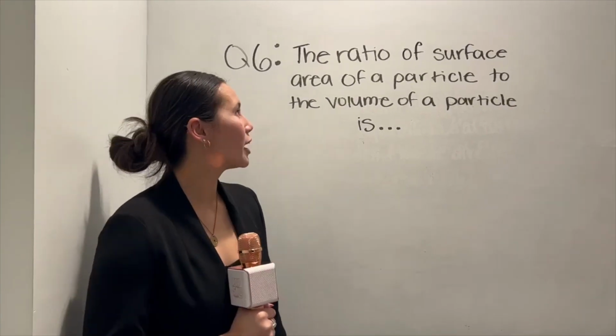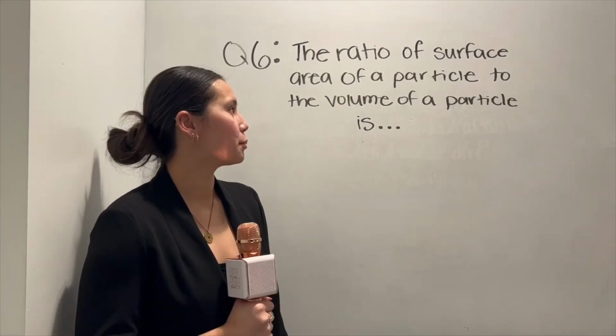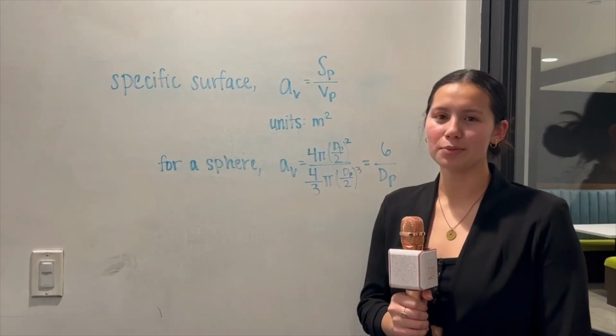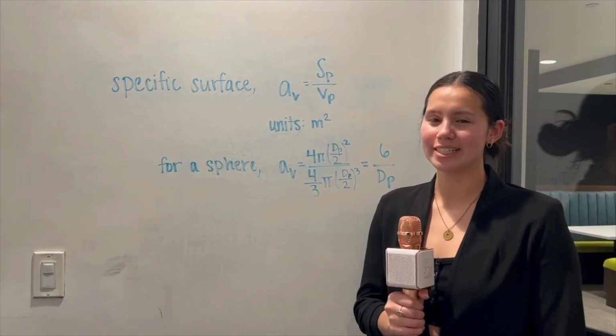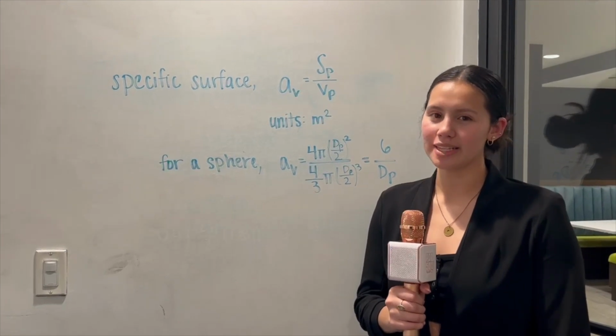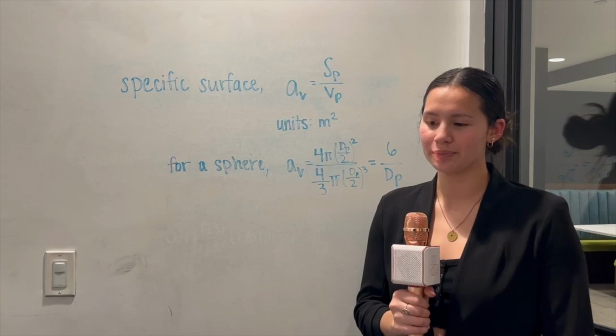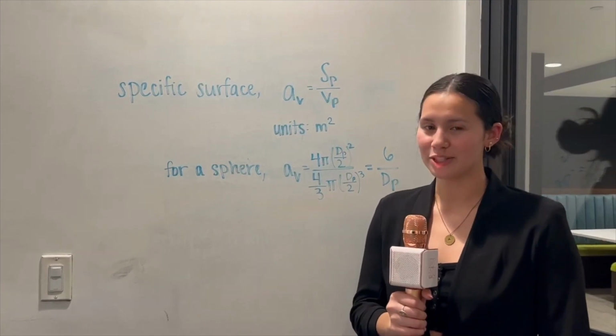Question 6. The ratio of surface area of a particle to the volume of a particle is? What is specific surface? That is correct. The specific surface of a particle is given by AV is equal to SP over VP, where SP is the surface area of the particle and VP is the volume of the particle. The units are meters squared.